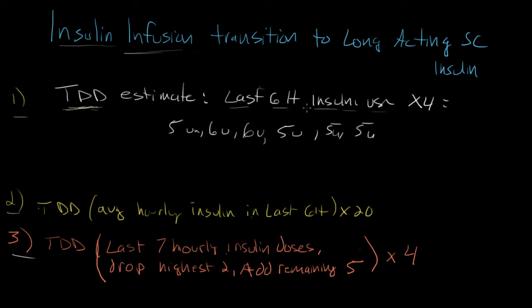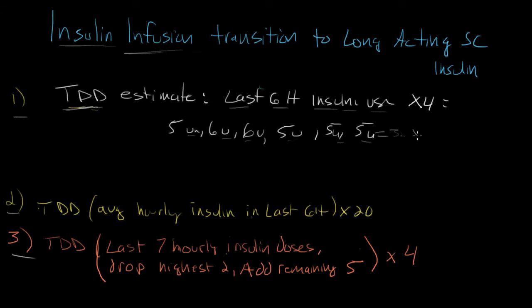So you take the total of the last 6 hours and you multiply that by 4, and that'll give you your estimated total daily dose. So let's say we have a patient, in the last 6 hours they required 5 units, 6 units, 6 units, 5 units, 5 units, and 5 units an hour respectively of insulin. This adds up to roughly 32 units over the last 6 hours.